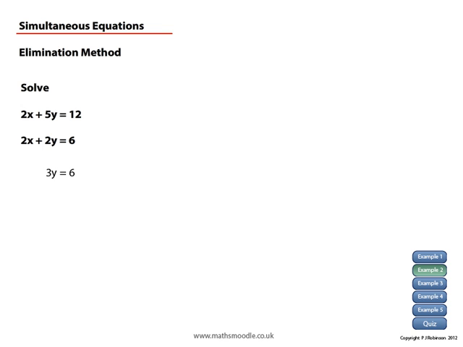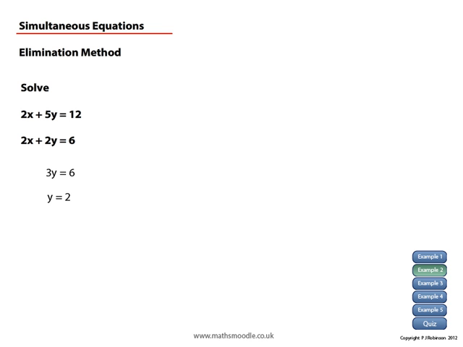Therefore 3 lots of y is equal to 6. This can be simplified further to give y is equal to 2. We have now found the value of y. We now need to go back to the original equations and find the value of x. We can do this with either of the two original equations.